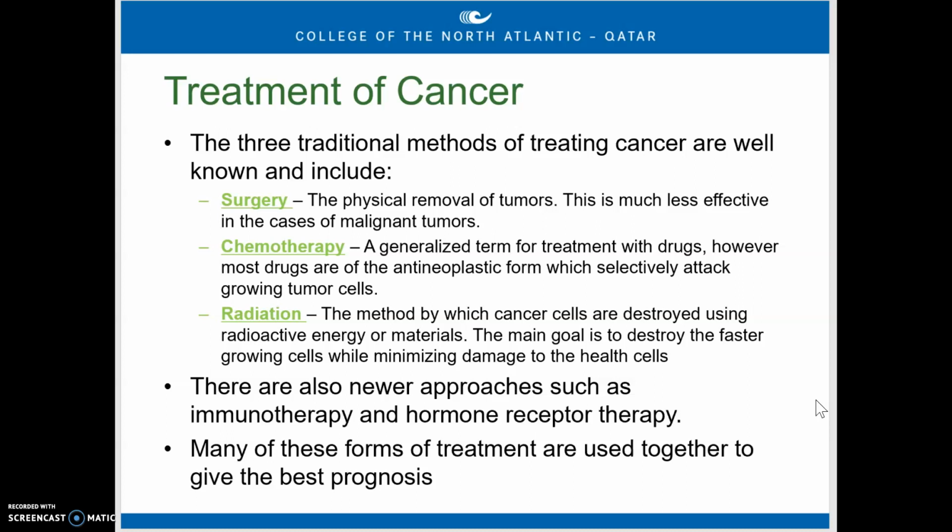There are new treatments coming along, such as immunotherapy, where we train our immune system to look for specific cells, cancer cells, and our immune system will hopefully take care of the cancer for us. We can also use hormone receptor therapy. So there are encouraging new techniques when it comes to treating cancer. And a lot of times we use more than one of these types of treatment in order to help the patient and have a better prognosis, or help the patient become healthier faster.